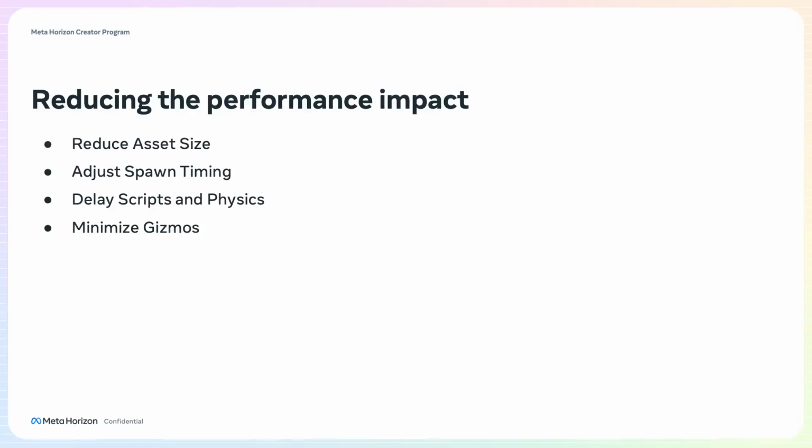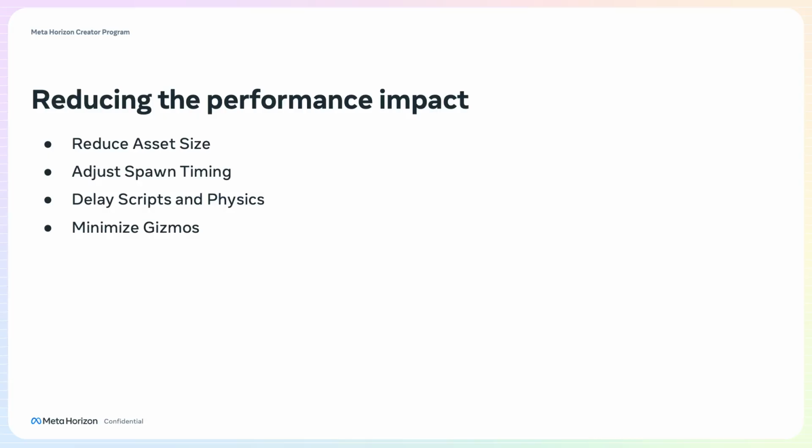So, main reason y'all are here, the how do you do it, right? How do you reduce the performance impact that is caused by spawning? I've surfaced these four top tips, which I've used.